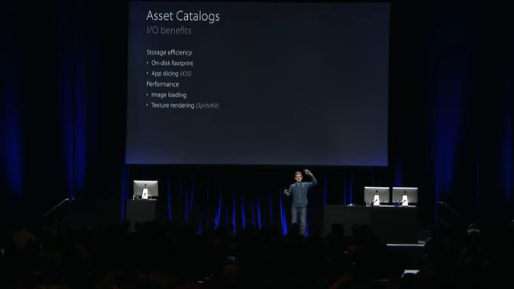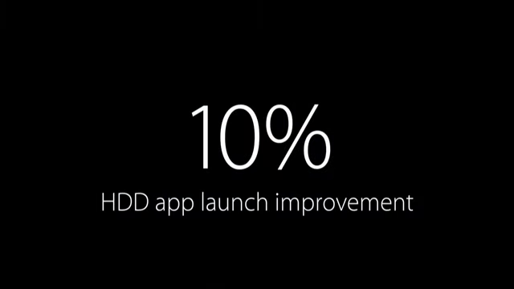Furthermore, asset catalogs can be great for performance. Because of this optimized format that they're stored in, image loading can be faster. And if you're using them to make sprite atlases for your games, since GPUs are much better at managing a single larger resource rather than many tiny resources, these sprite atlases can improve your texture rendering times. And lastly, if you're using asset catalogs on hard drive machines running Mac OS, you can also improve your app launch time. In fact, we've seen up to a 10% improvement in app launch time on these machines just by switching to asset catalogs.